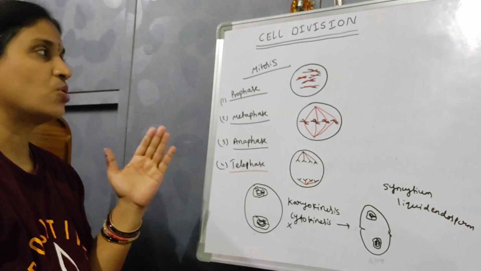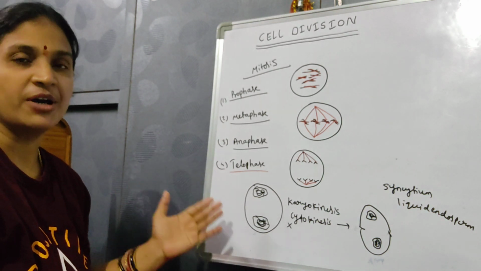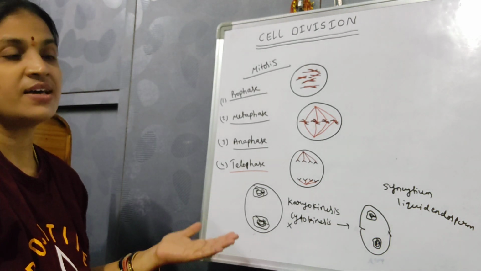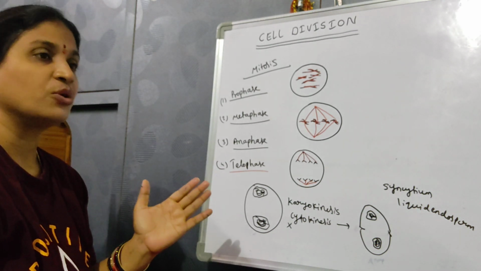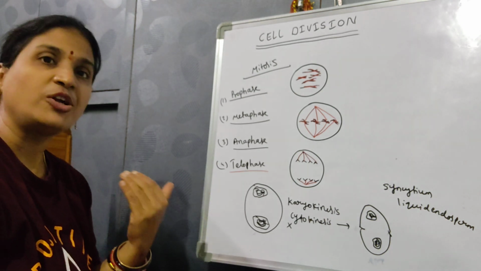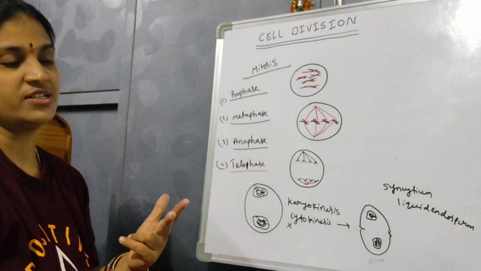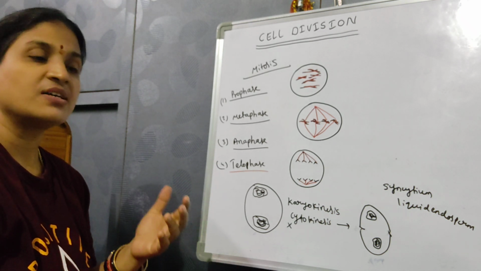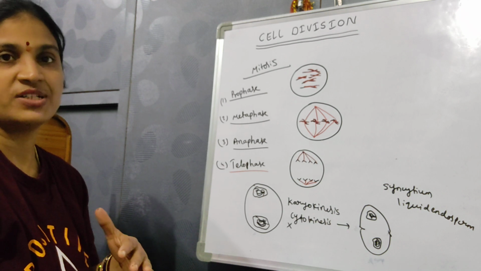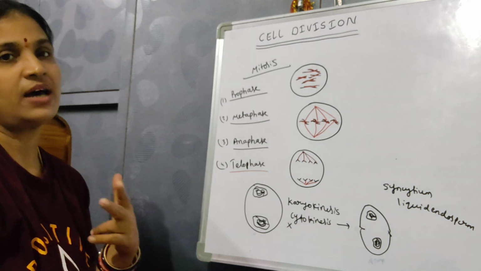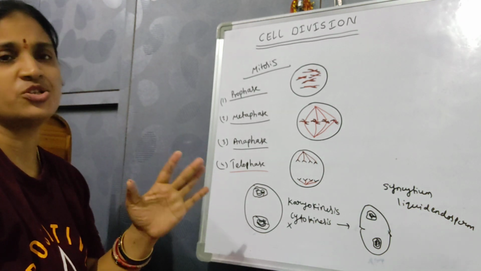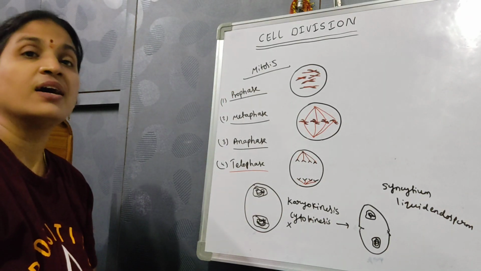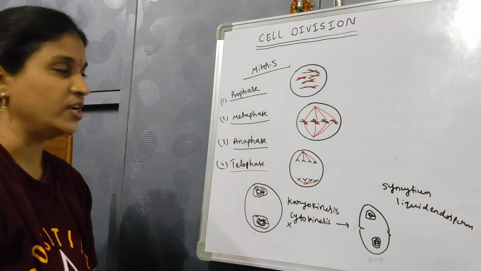This mitosis is also called equational division, which is going to express in vegetative cells, somatic cells, diploid cells or haploid cells. When the diploid cells undergo mitosis, 2 diploid daughter cells are formed. When the haploid cells undergo mitosis, the same haploid cells are formed in the daughter cells. 2 daughter haploid cells are formed. Means the same genetic constitution is maintained. That's why mitosis is also called equational division.